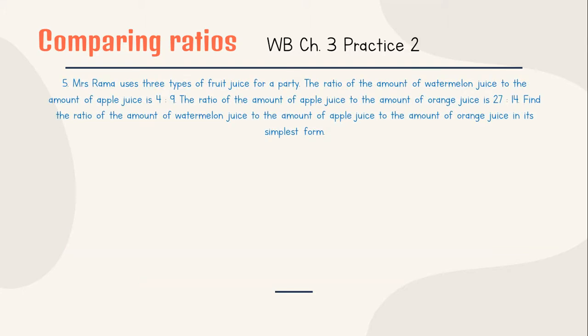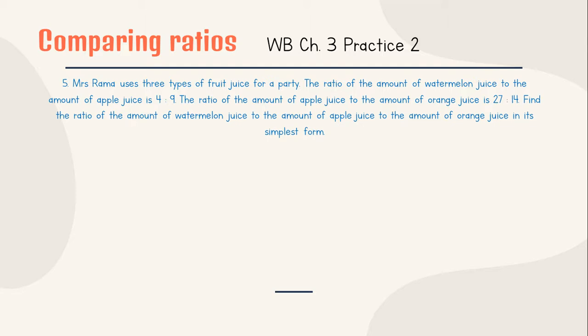Number 5. Mrs. Rama uses 3 types of fruit juice for a party. The ratio of the amount of watermelon juice to the amount of apple juice is 4:9. The ratio of the amount of apple juice to the amount of orange juice is 27:14. Find the ratio of the amount of watermelon juice to the amount of apple juice to the amount of orange juice in its simplest form. So many words of amount, right? But do not be distracted.